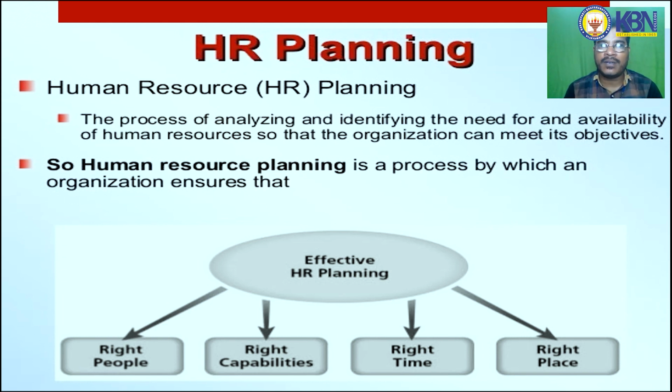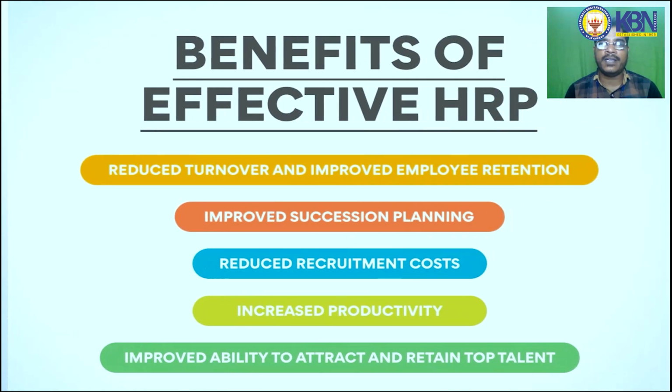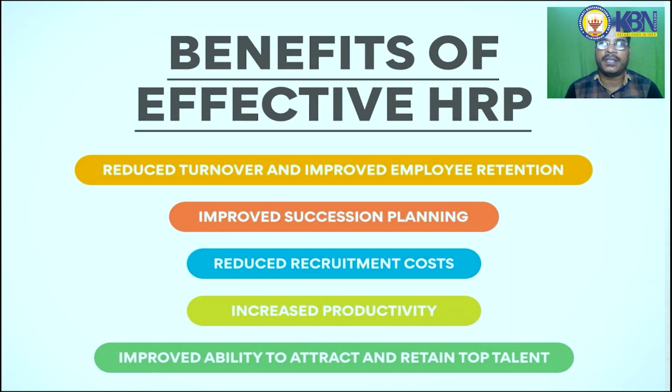Effective human resource planning is all about selecting the right people, identifying the right capabilities in a candidate, and selecting the person at the right time and at the right place. This is the essence of human resource planning. Now let us find out the benefits of effective human resource planning. If we have an effective plan about the future manpower requirement, what are the benefits that an organization can get?